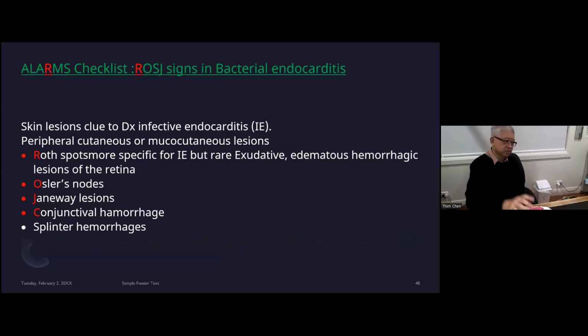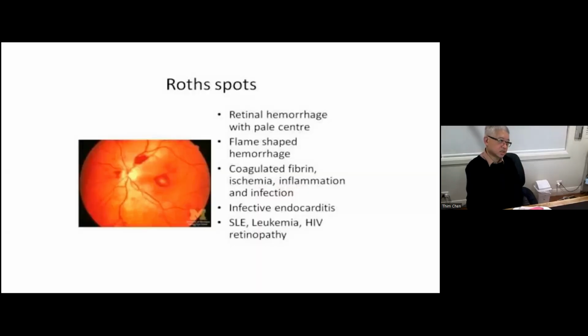Sometimes we have to be able to diagnose infective endocarditis, and in a patient with bacterial endocarditis we use the Roth spots and the Osler, Janeway signs. Roth spots are very specific for IE, but they are exudative hemorrhagic lesions on the retina. RO is Osler, Janeway, and conjunctival hemorrhage. Roth spots, and the Osler and Janeway signs, are another sort of exanthematous sign as well. So there's a flame-shaped hemorrhage, and then right in the center, there's a white spot.